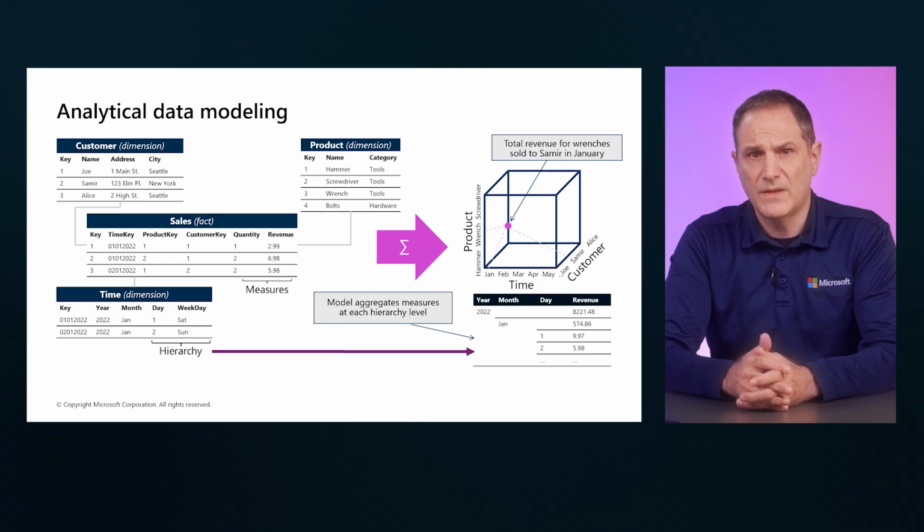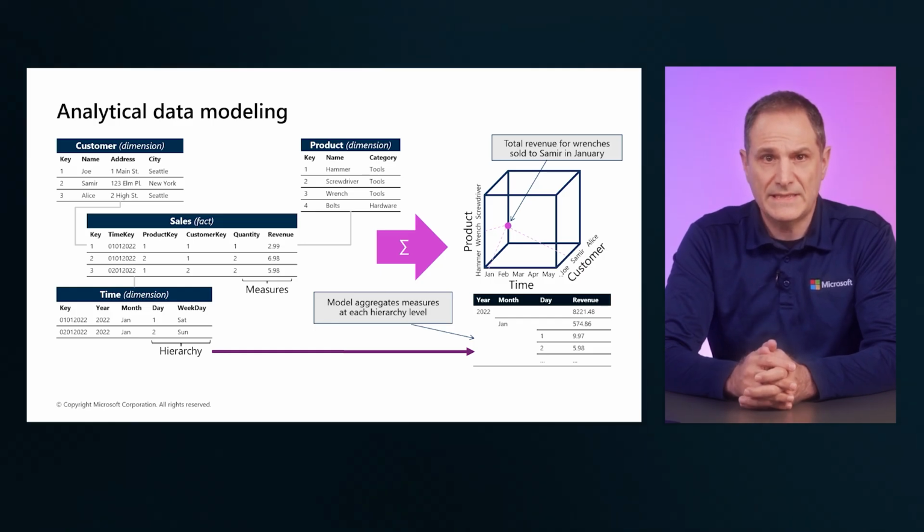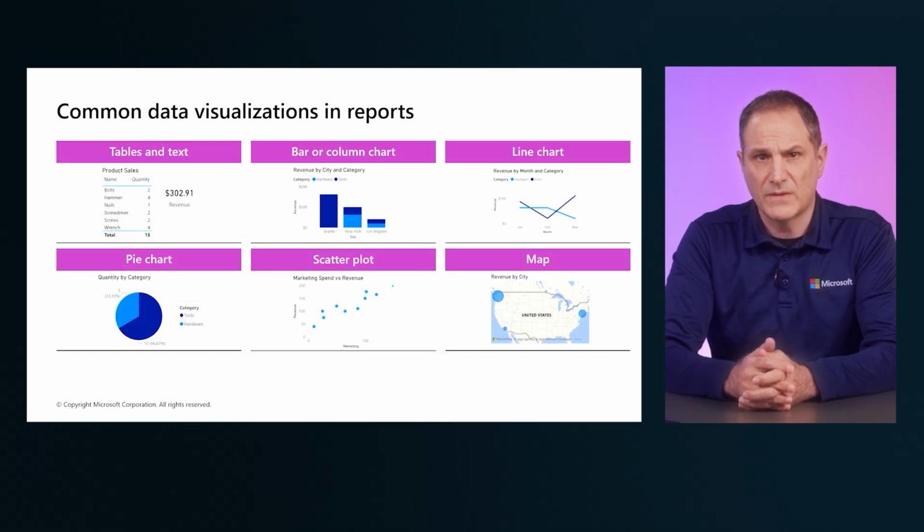In Power BI, you create analytical models by importing data from one or more sources and using the data modeling interface in Power BI Desktop. From there, you define relationships between fact and dimension tables, create hierarchies, set data types and formats, and manage other properties that make the model efficient and easy to analyze. This analytical model then becomes the foundation for building reports and visualizations in Power BI.